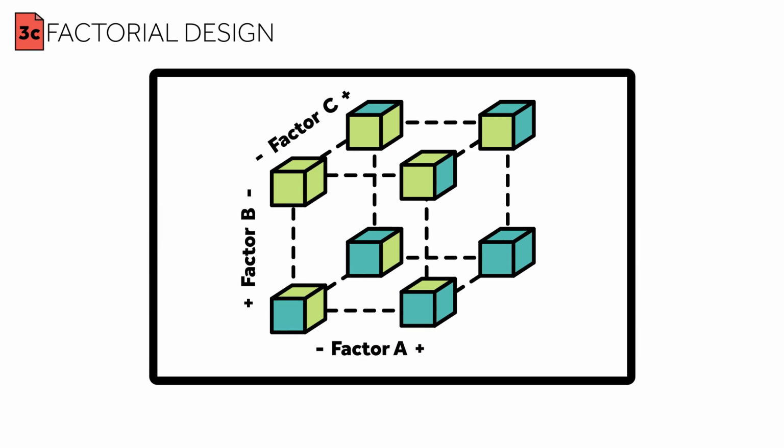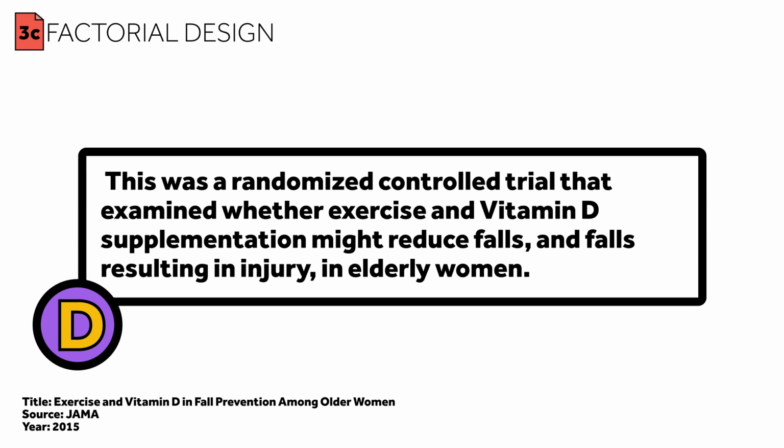The factorial approach, shown in this diagram, allows us to assess all the factors at once, get information on all of them, and test for interactions, all with an efficient use of resources. We use factorial designs in human research as well. As an example, we can use a study from 2016, published in JAMA Internal Medicine. It was a randomized controlled trial that examined whether exercise and vitamin D supplementation might reduce falls and falls resulting in injury in elderly women.